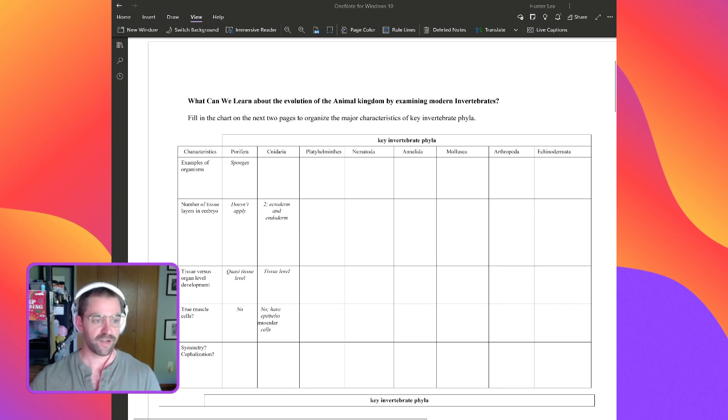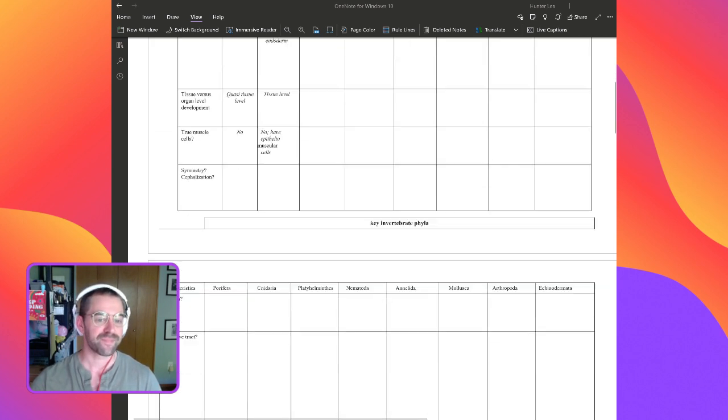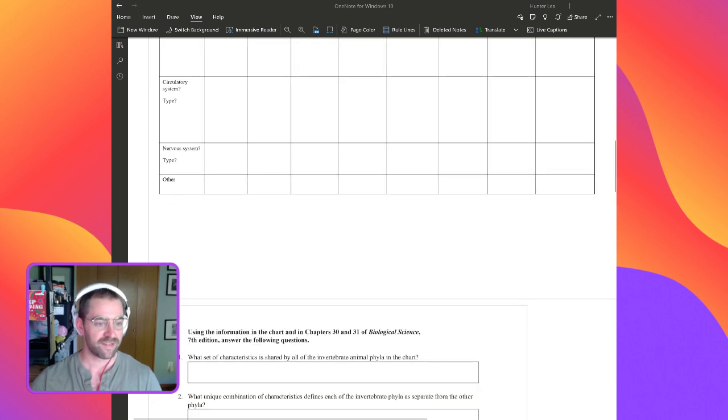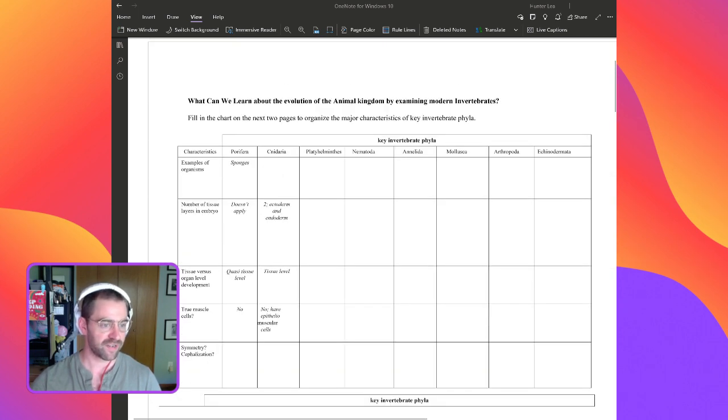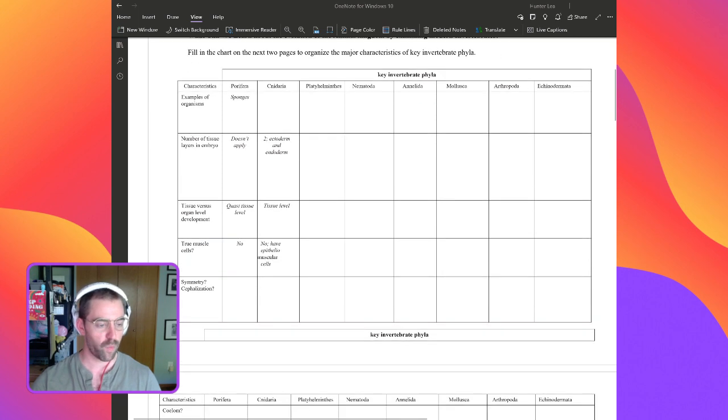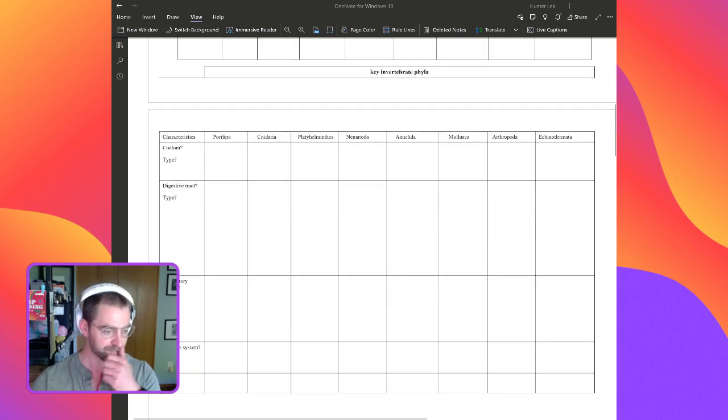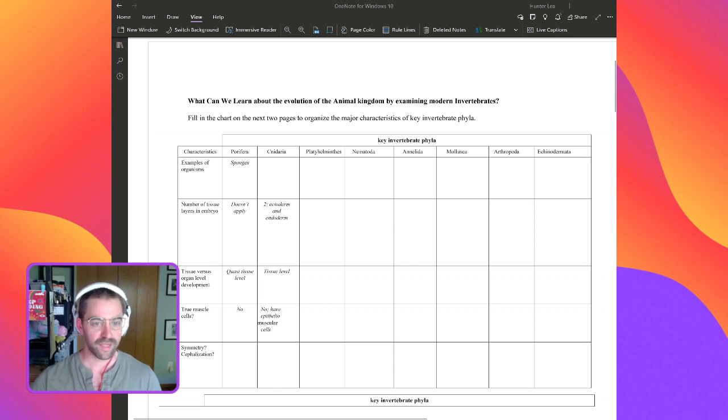So to start off, we have this chart with the key invertebrate phyla. We have Porifera, Cnidaria, Platyhelminthes, among others. And then key characteristics on the left, the y-axis of this chart here. We're going to work our way through these, highlight the important bits, and see what patterns emerge.